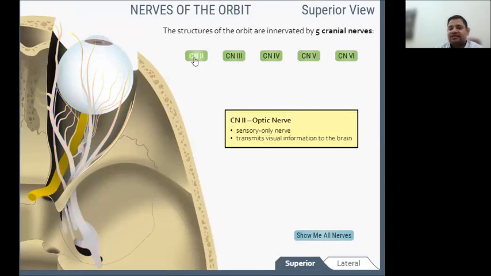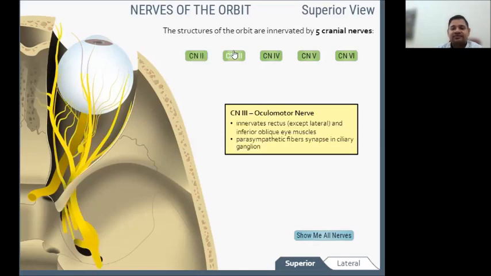So first is cranial nerve number 2, which is the optic nerve. It is only a sensory nerve. You can see the thickest one, which is going directly towards the optic canal, transmits the visual information to the brain. So this is about cranial nerve number 2, that is the optic nerve.